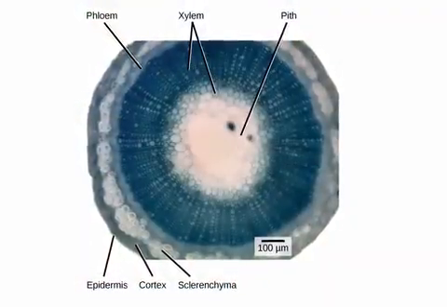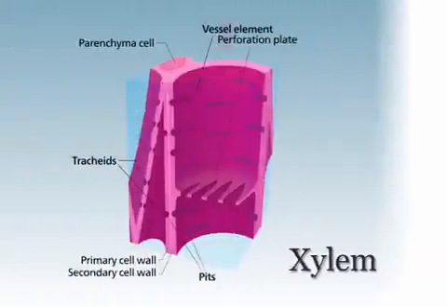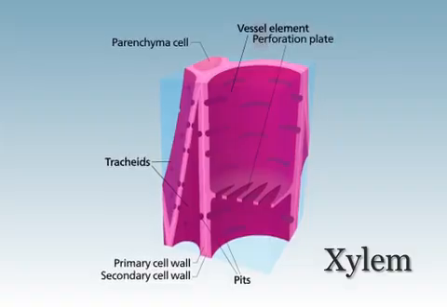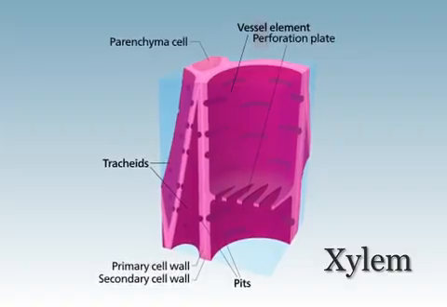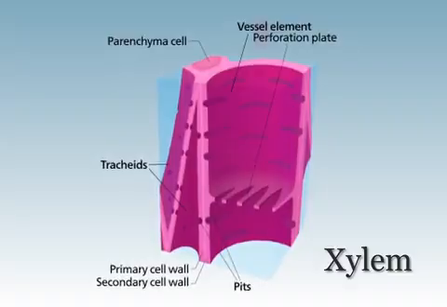Within the vascular tissue, we have the xylem. The xylem is vascular tissue that carries water from the roots to every part of a plant and helps support the plant. Remember, water is not only fundamental to helping plants carry out chemical reactions, but also water is what allows a plant to stay upright.